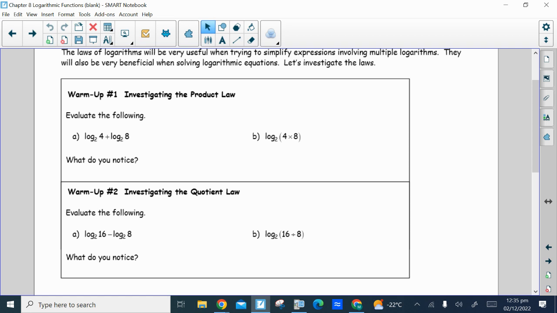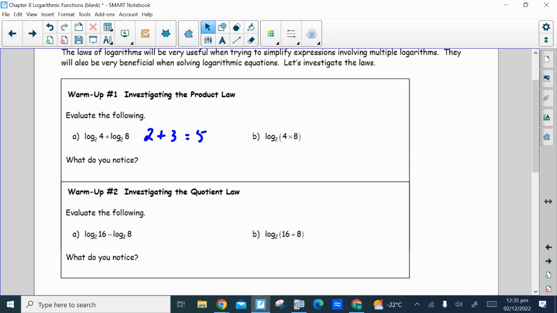What does log base 2 of 4 mean, Danny? That's right. It means 2 to what power equals 4. And the value, that would be 2. 2 squared equals 4. And log base 2 of 8 means 2 to what power equals 8? The answer is 3. 2 plus 3 is 5. That's the value of log base 2 of 4 plus log base 2 of 8.